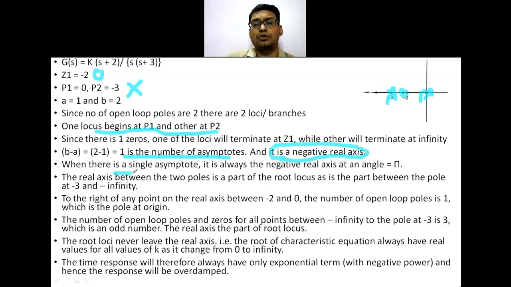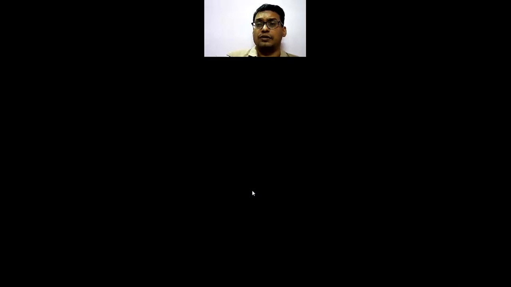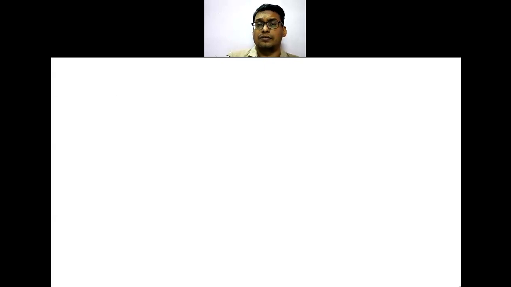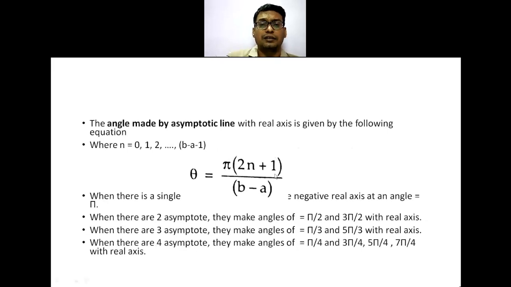Whenever there is a single asymptote, it is always the negative real axis at an angle pi. This you have to remember. Whenever there is a single asymptote, it is always the negative real axis, because we have already calculated the angle theta. If there are two asymptotes, then it makes angles of pi by 2 and 3 pi by 2. If there are three asymptotes, it makes angles of pi by 3 and 5 pi by 3. If there are four asymptotes, it makes angles of pi by 4, 3 pi by 4, 5 pi by 4 and 7 pi by 4.